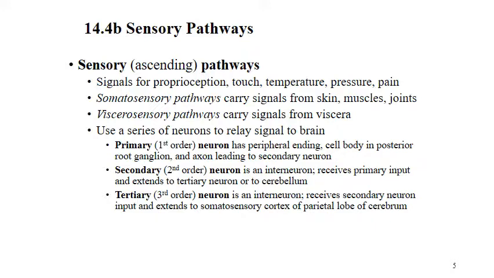The secondary, or second order, neuron is an interneuron. So those are the ones that are talking in between different neurons, right? They're going to receive that primary information and take it to a tertiary neuron or to the cerebellum. The third, or tertiary, neuron is also an interneuron that receives secondary neuron input and extends it to the somatosensory cortex of the parietal lobe of the cerebrum.